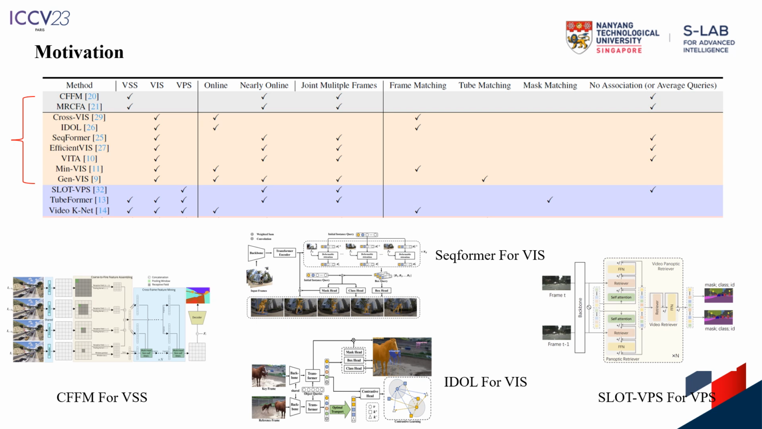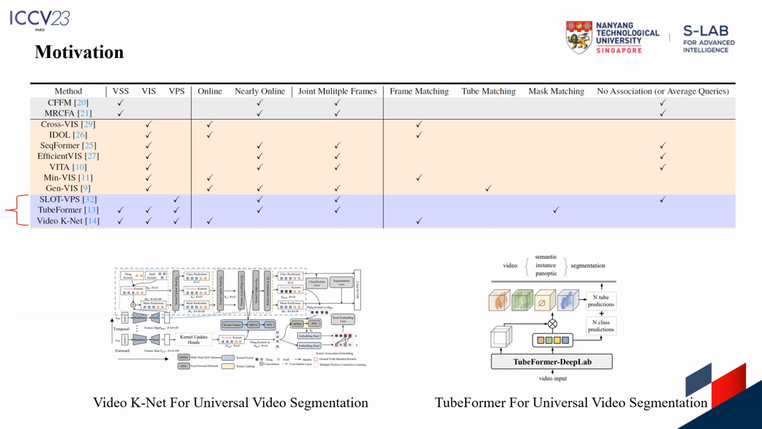We first summarize the different methods for the different tasks. As you can see, for VS, VIS, and VPS, they have different ways of inference and usage of the multi-frame. Also, they have different ways of matching and association. Recently, several works propose universal architectures for the different tasks. However, these works have shortcomings or performance issues.